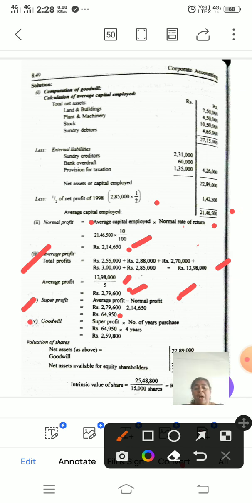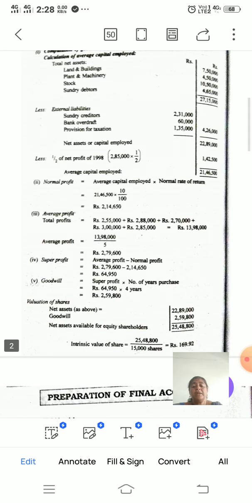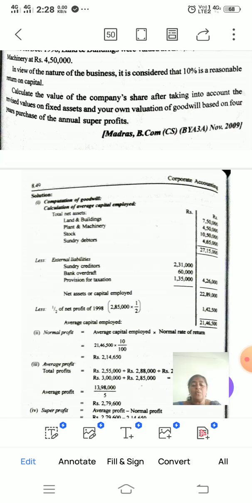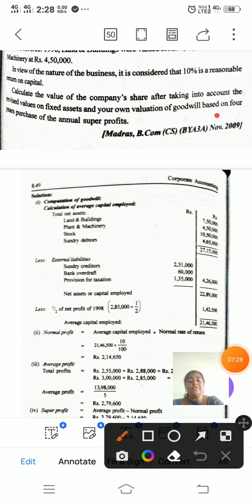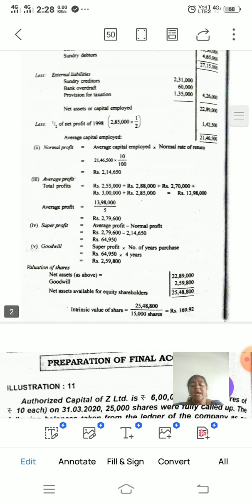So the goodwill amount is super profit into number of years purchase. Already in the question itself they have said only for 4 years of purchase we have to take. So that's why we have calculated the current year profit, half of the year should be deducted in the computations of goodwill.